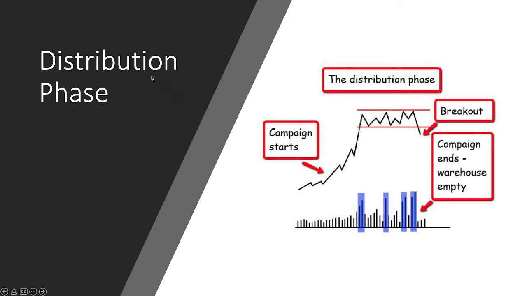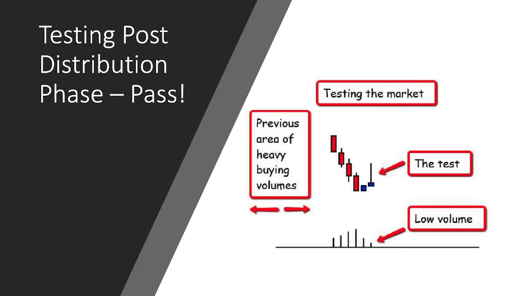And so that's the distribution phase, where they're distributing the shares that they own. And they don't stop until pretty much that warehouse is empty. Now, it's worth noting that they always have some shares that they need to hold on to. And again, that's because of the testing phase. So essentially at this point, they've emptied their warehouse.